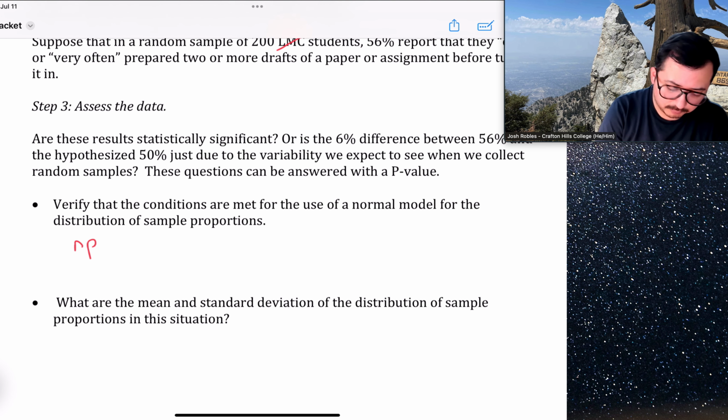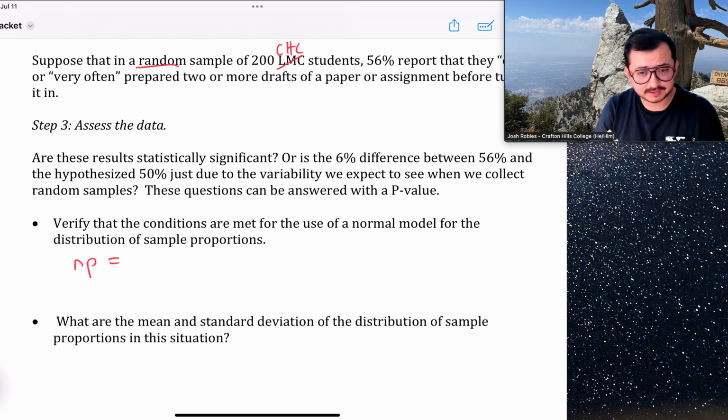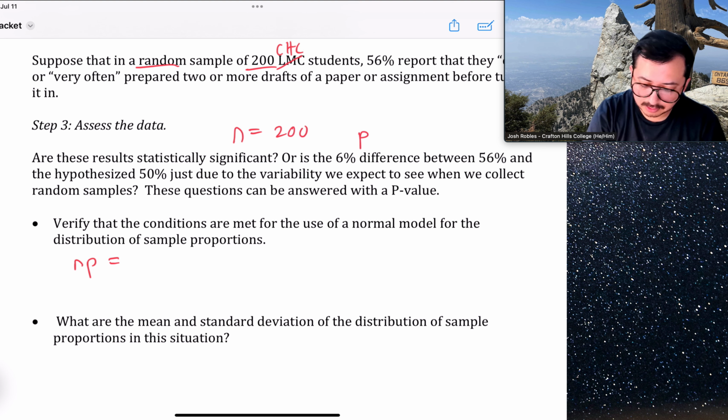Okay, so verify the conditions. We need to make sure it's random. Somebody said it's random, so okay. The main condition is calculating the size of how the sample relates to the answers. So our p is 50%, and our sample size is 200. Our sample size is 200, our p is 50%, and our p hat is 56%.